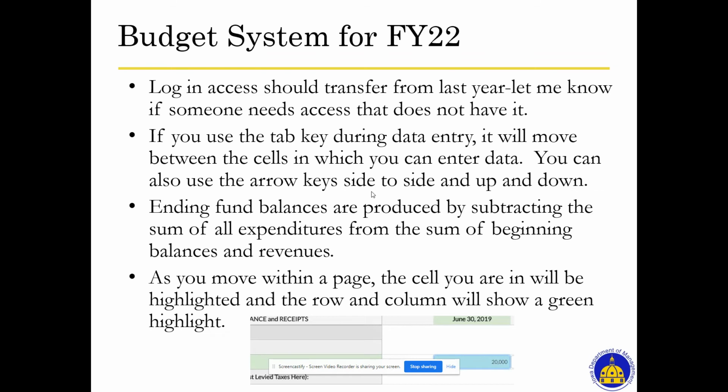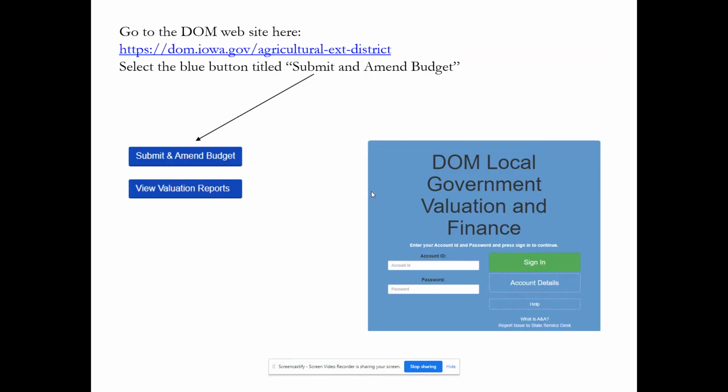And as you move within a page, the cell that you're in will be highlighted and the row and column show a green highlight, just to help you keep your place in the forms as you're working through them. So to log in, again, you go to that Ag Extension Resources page.